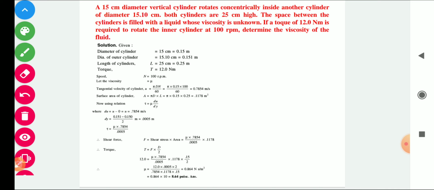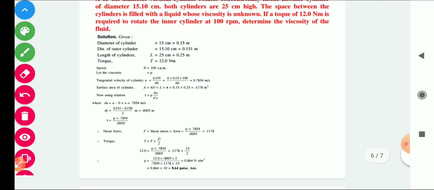The diameters of the inner and outer cylinders are given as 15 centimeter and 15.10 centimeter. So convert these values to meters, that will be equal to 0.15 meter and 0.151 meter. The length of the cylinder is given as 25 centimeter, that is equal to 0.25 meter. The torque is given as 12.0 Newton meter. Now the speed is given as 100 rpm.